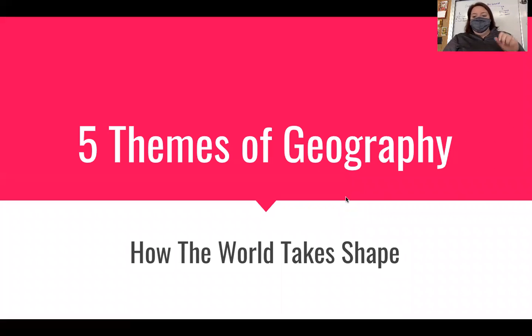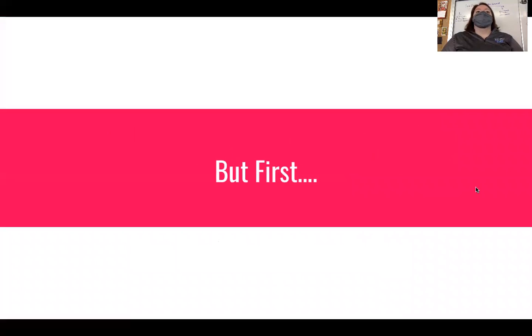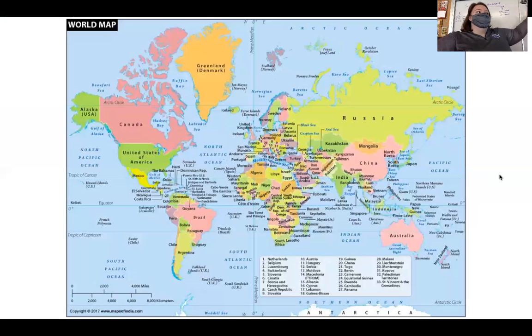But first, there's something that we need to discuss. There's something that we need to have background information on before we move any further into this course, okay? What is this? It's a map. You are correct. What kind of map is it? It's a world map. What kind of map is this world map?